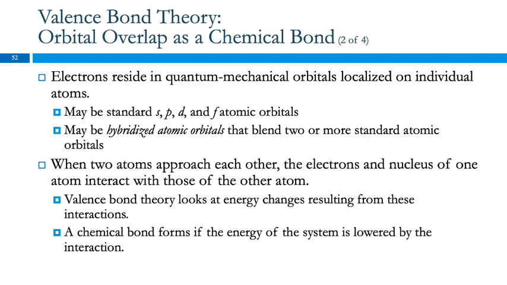When two atoms approach each other, the electrons of each atom are repelled by each other and the nuclei are repelled, but the electrons of one atom are attracted to the nucleus of the other atom. So there's complicated interactions here. And valence bond theory is looking at the energy changes that result from the interactions of the electrons and the nuclei. A chemical bond will form if those interactions result in a lower energy. Everything's trying to go to a lower energy.